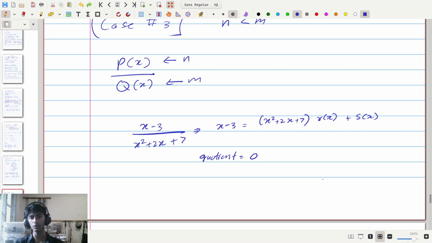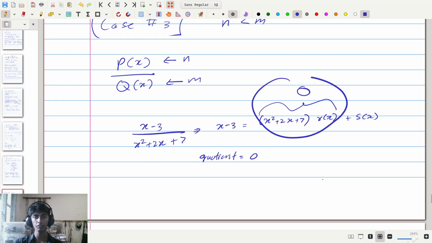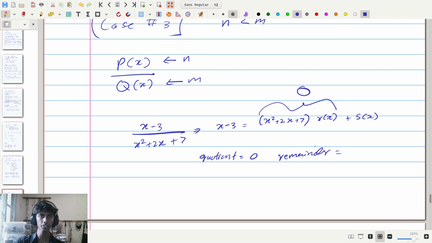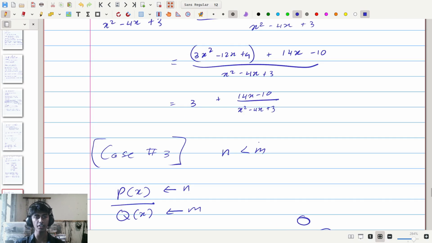Now if the quotient is 0, that means this part is 0. If this part is 0, that means this whole thing is 0. So if this whole thing is 0, we have the thing on the top is equal to 0 plus the remainder. So therefore, what's the remainder? Remainder is equal to the original function, which I'm going to write as p(x). So in the case where the order of n is less than the order of m, there is absolutely nothing we can do. We just have to write the remainder as the original function on top and the quotient as 0. So note this in these 3 cases.